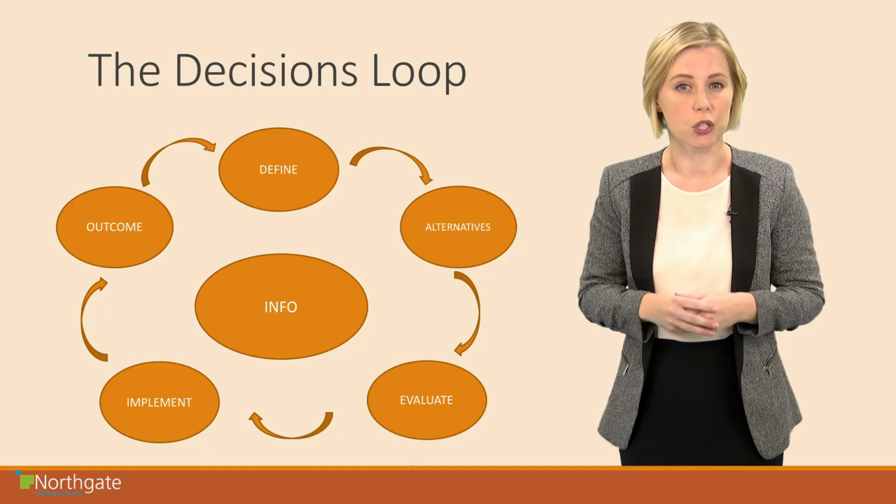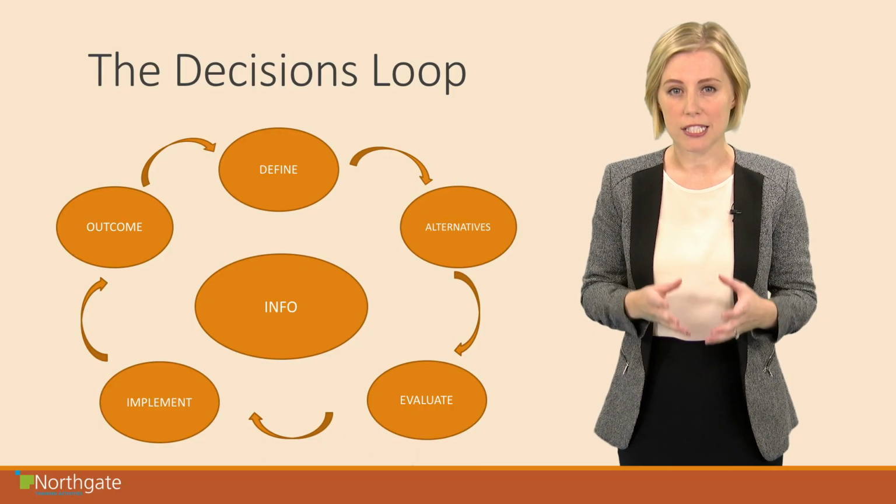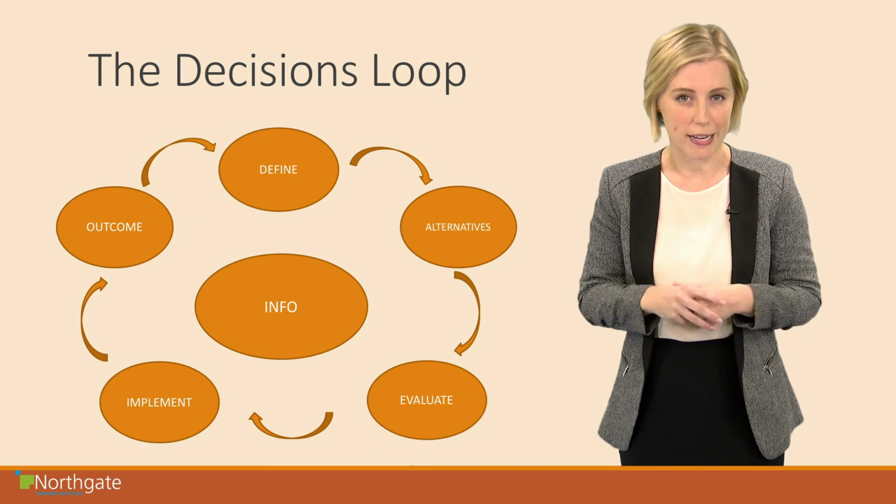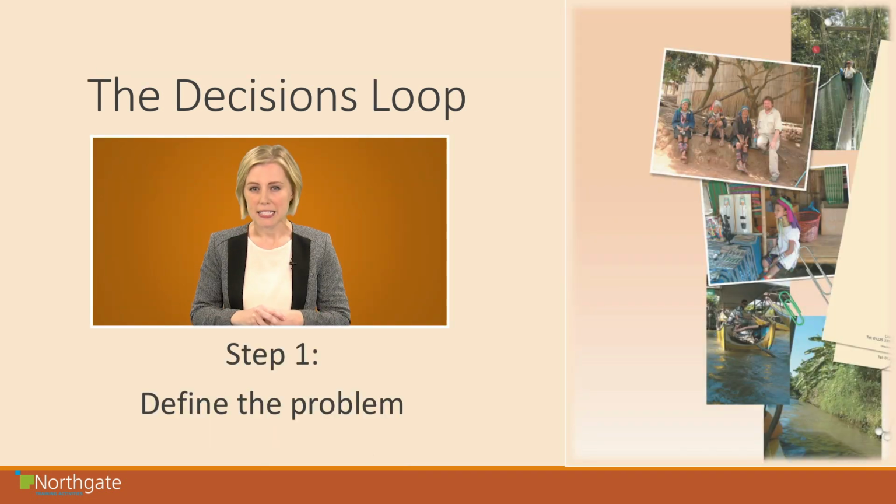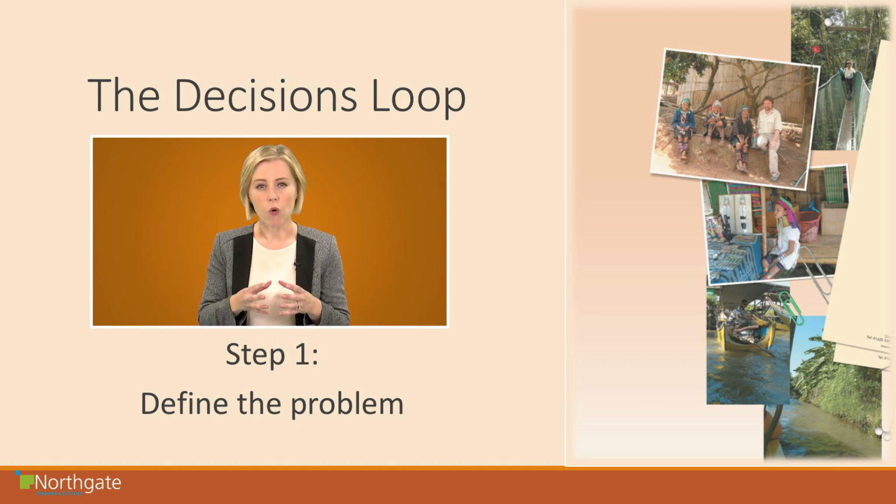To give a structure to the decision process, you can use what is called the decisions loop, which is a circle of steps with information always in the centre. Step 1 is to define the problem. Often problems are not defined carefully, and so teams go off at a tangent solving the wrong problem. It's important to discuss a problem using all the information available and deciding what the nub of the issue is.